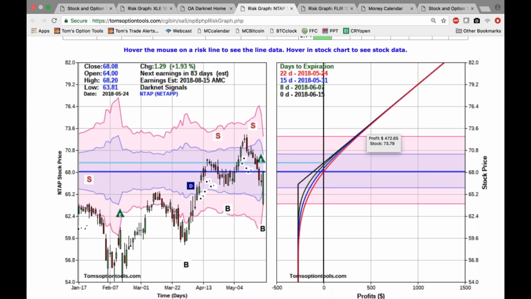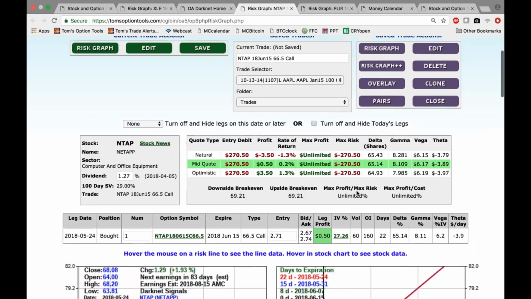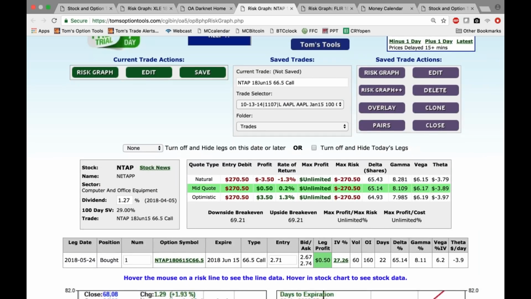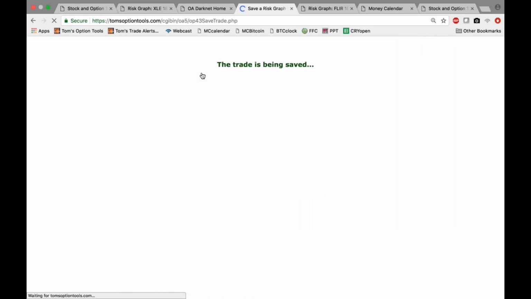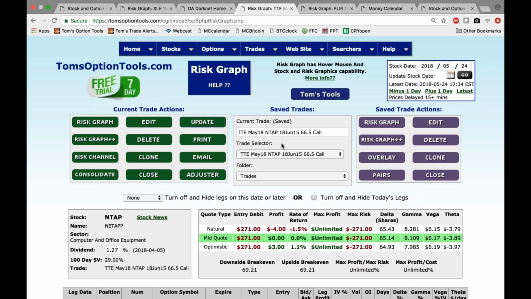If that's true, then we're talking about something that could double in value. So of the stocks that I'm looking at tonight with this particular DarkNet trading strategy, I like this one. So I'm going to go in here and put in Tom's Trading Essentials May. So I know May 18. And I'm going to save this chart, and we're going to follow up on that next week and the week after.